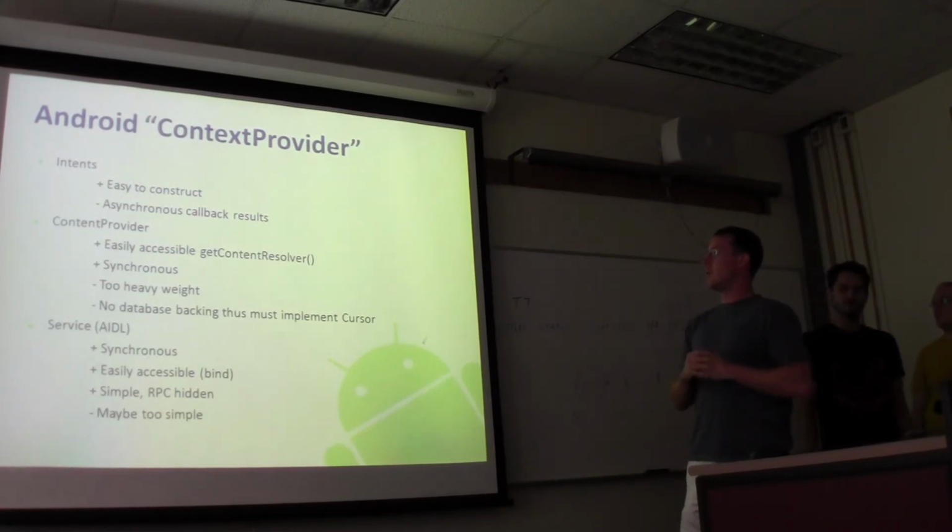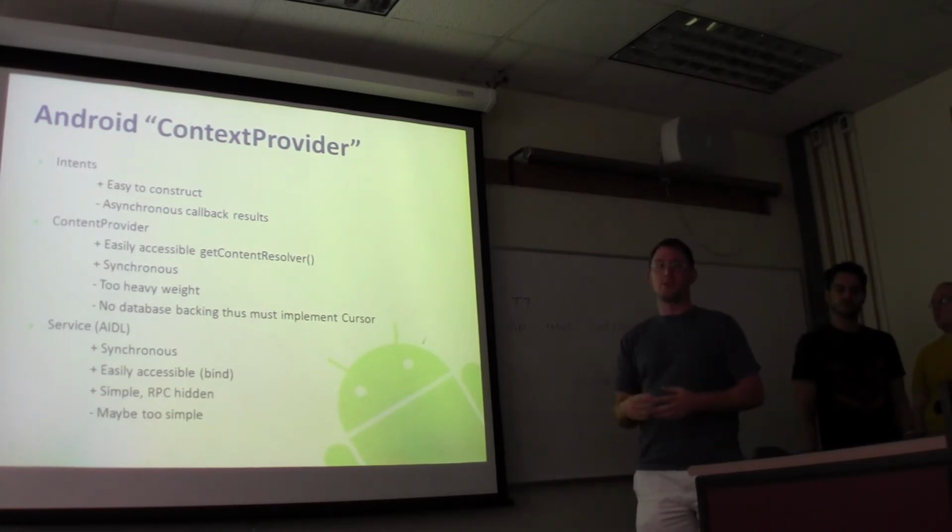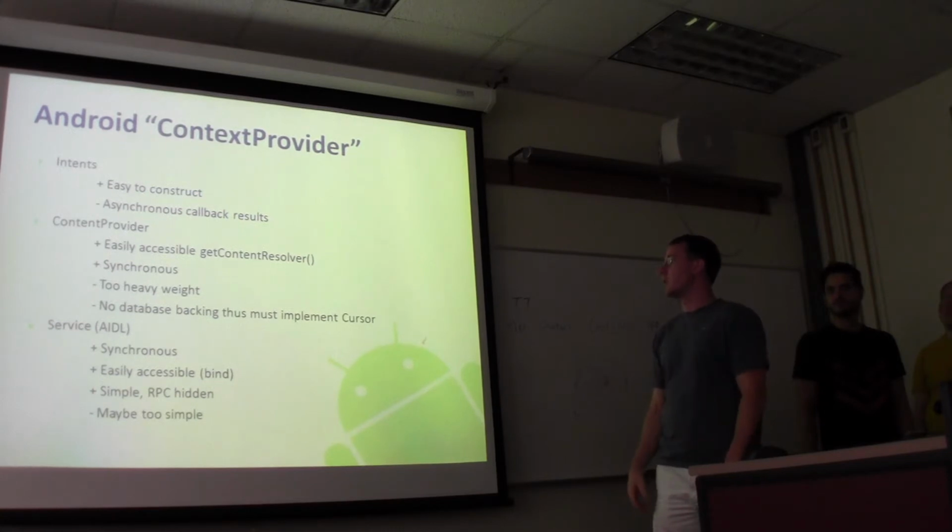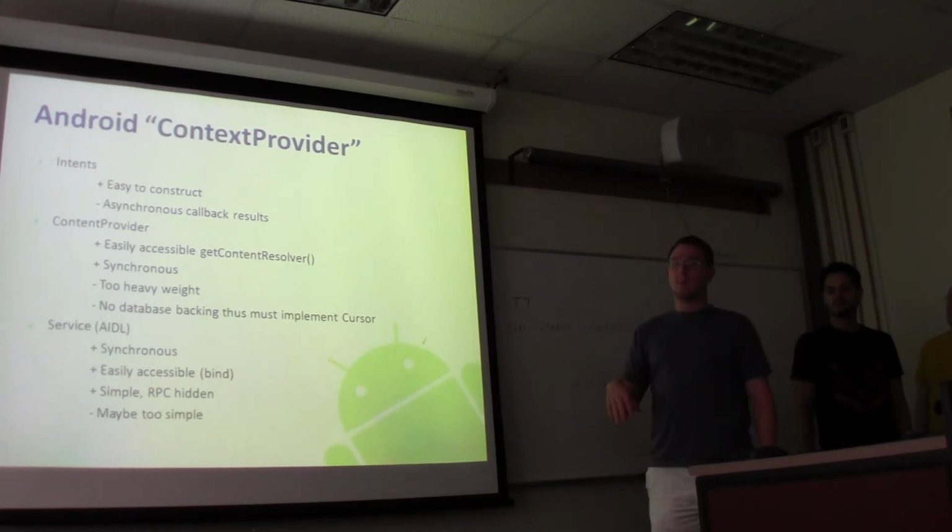This was a little too heavyweight. You can't just call get movement. You have to get a cursor, iterate through the cursor, and figure out the state, maybe translate it into a string or whatnot. So that ended up being too heavyweight, and we don't really have a database to back it. If you don't have a database to back it, you would have to implement the cursor object, which is also too much. So we ended up using a service using AIDL.